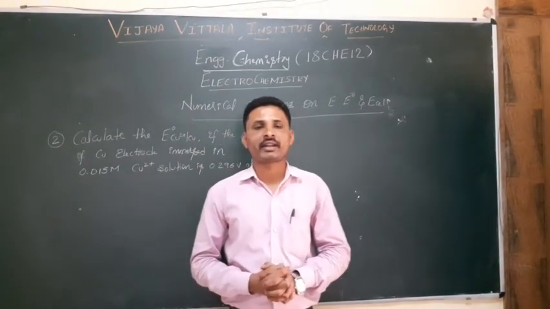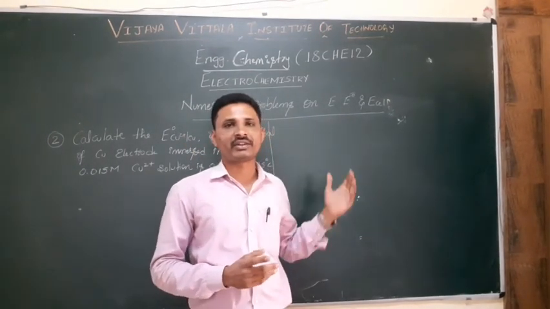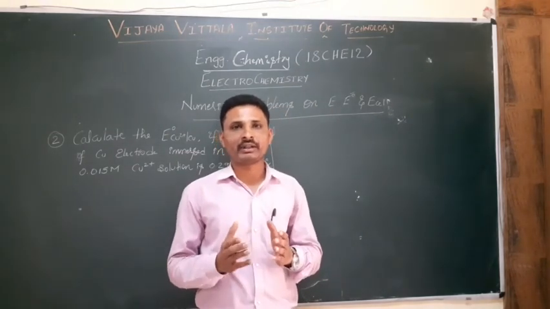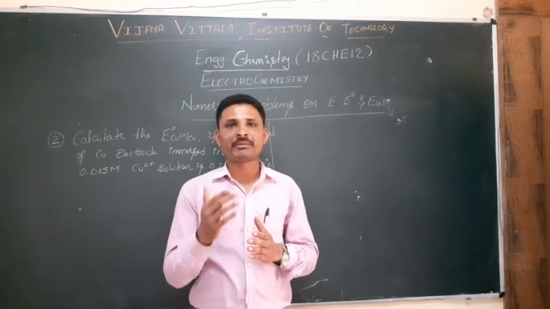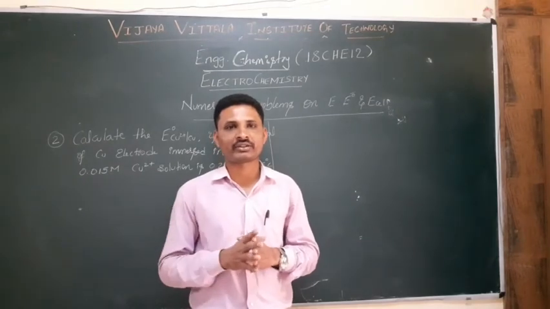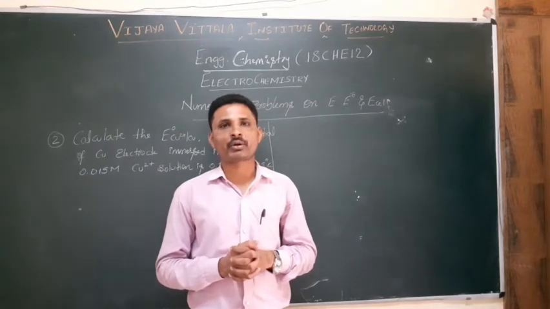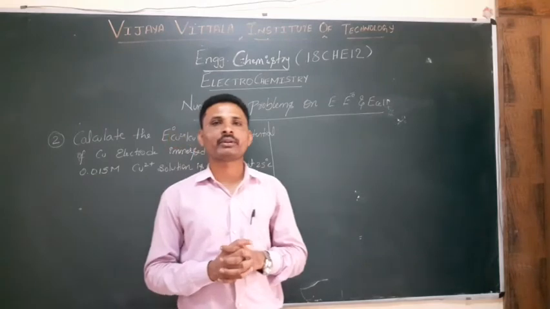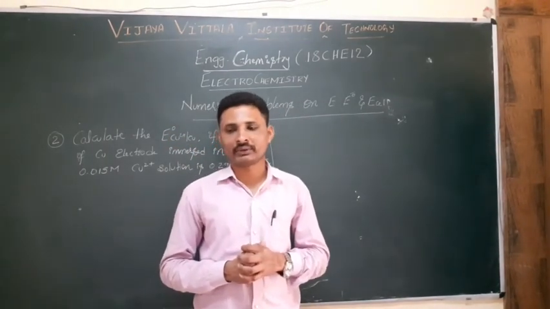In the last class, we discussed the Nernst equation for a galvanic cell. How do we determine the cell potential or EMF of the cell by using the Nernst equation? We derived it, and we also solved one numerical problem. Today, we'll go with the remaining numerical problems.